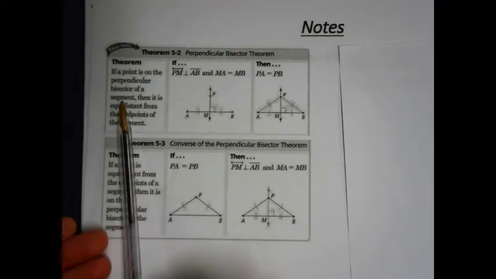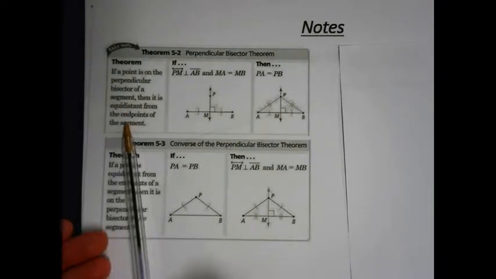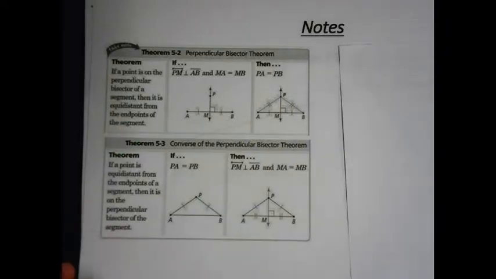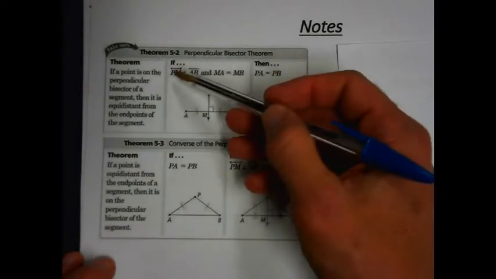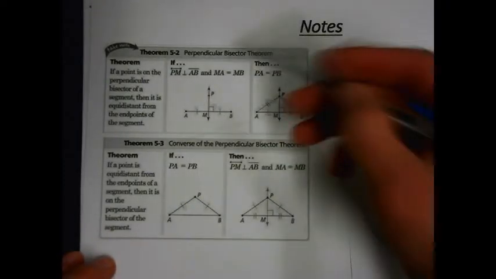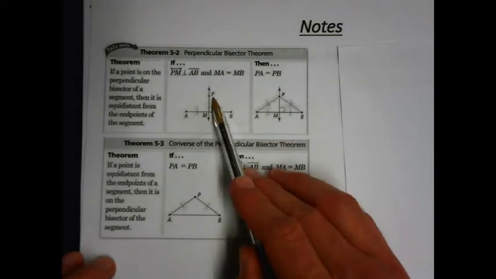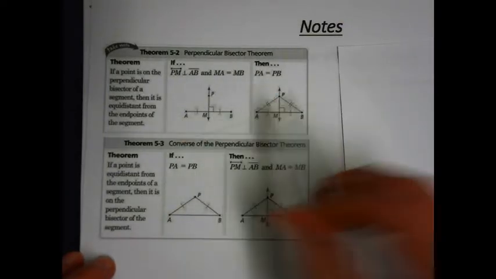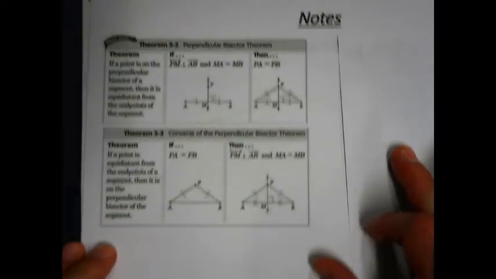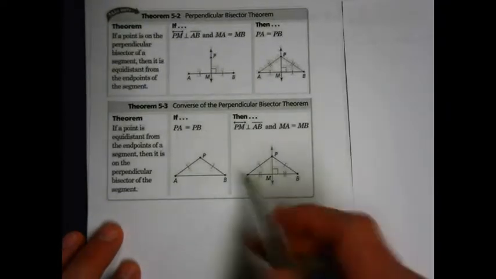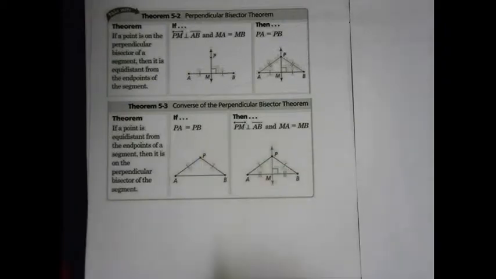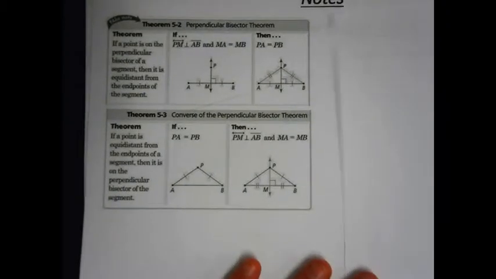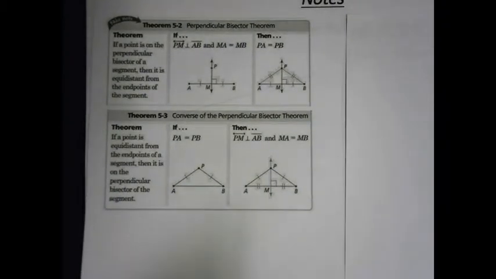If a point is on the perpendicular bisector of a segment, then it is equidistant from the endpoints of the segment. Doesn't that make sense? Basically, if you have a perpendicular bisector on a segment, any point on that perpendicular bisector is equidistant from the endpoints. That's what that says. And the converse is, if a point is equidistant from the endpoints of a segment, that point is on the perpendicular bisector of the segment. So this could be confusing because it's a lot of fun notes, and we don't use these words every day, right?